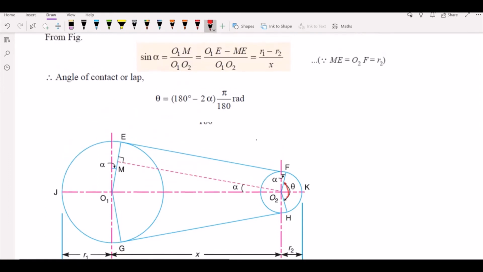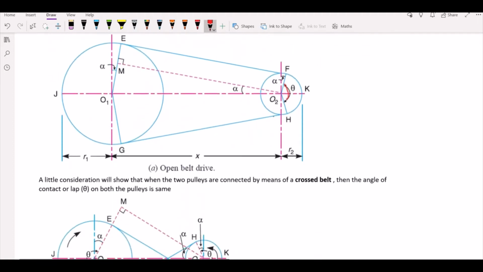So how do you get this alpha? Alpha can be calculated by (R1 minus R2) by x or (D1 minus D2) by 2x. Anything is fine. From that I can calculate the value of alpha. Alpha is nothing but sine inverse of (D1 minus D2) by 2x. If I substitute the alpha over here, then I can calculate the theta. This is the angle of contact. Okay, this is another derivation for calculation of the angle of contact theta.